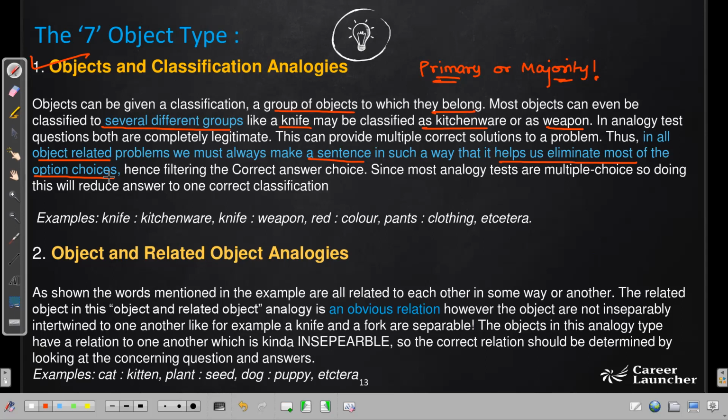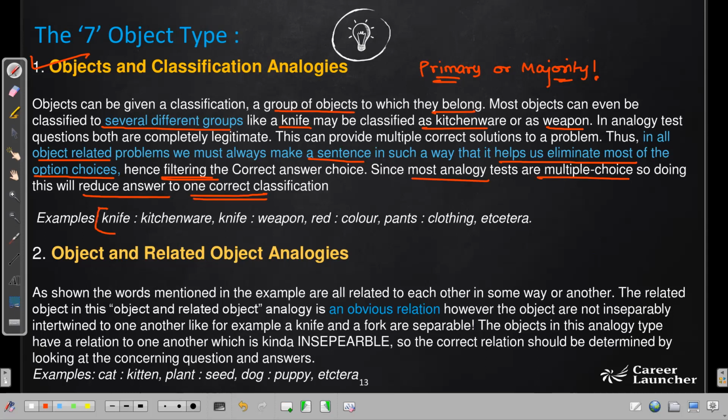So stay tuned, I'm going to apply this technique to certain very complicated questions of the sheet that you might have struggled with. So try and understand and listen to the sentences that I've created, which will help us eliminate the most choices, not agree to the most choices. So I construct a sentence in such a way that it filters out the incorrect choices. Most analogies test you with multiple choice, so doing so will reduce your answer choice to one correct classification.